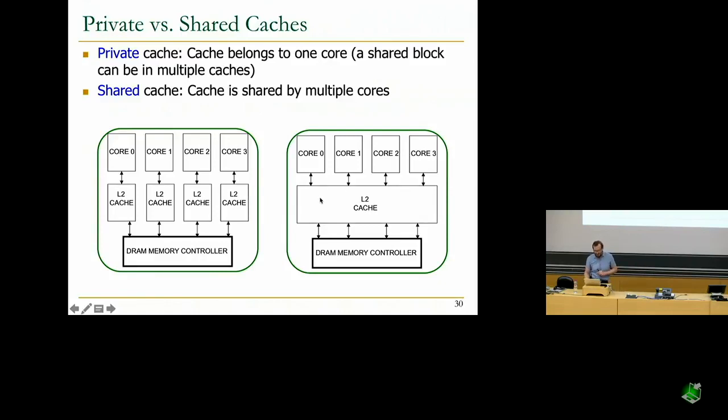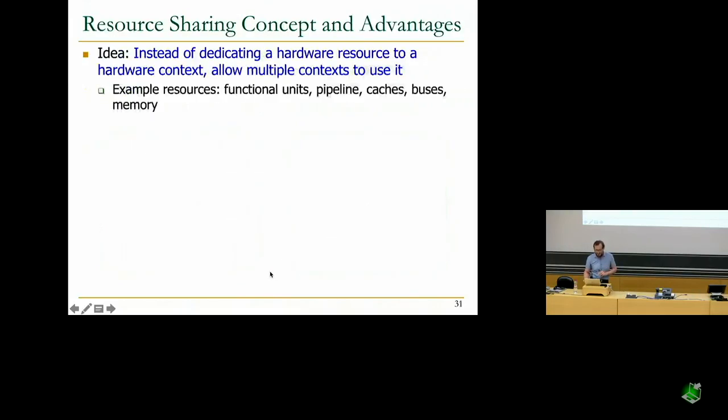So immediately, this is a resource sharing idea. It is actually applied to many, many resources. You could think about other resources to be partitioned or shared. Memory controller, for example, could be partitioned across the cores, or it could be shared between the cores. In this case, both are shared over here. But essentially, we're sharing the resource. Instead of dedicating a hardware resource to a hardware context, or thread, or a core, we're allowing multiple cores or multiple threads to use it. And for all resources, you have a choice like this.